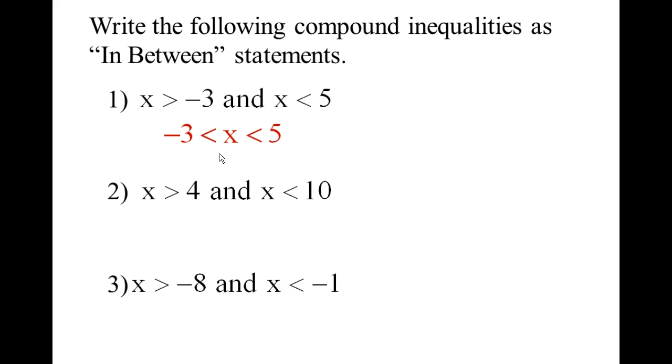And the proper way of saying this is simply -3 is less than x is less than 5. So you have to say "is less than" two times. So let's read from left to right. So number 2, what do we got? How would you say that out loud? All right, number 2. 4 is less than x, x is less than 10. 4 is less than x is less than 10. Yeah. Perfect. And 3.